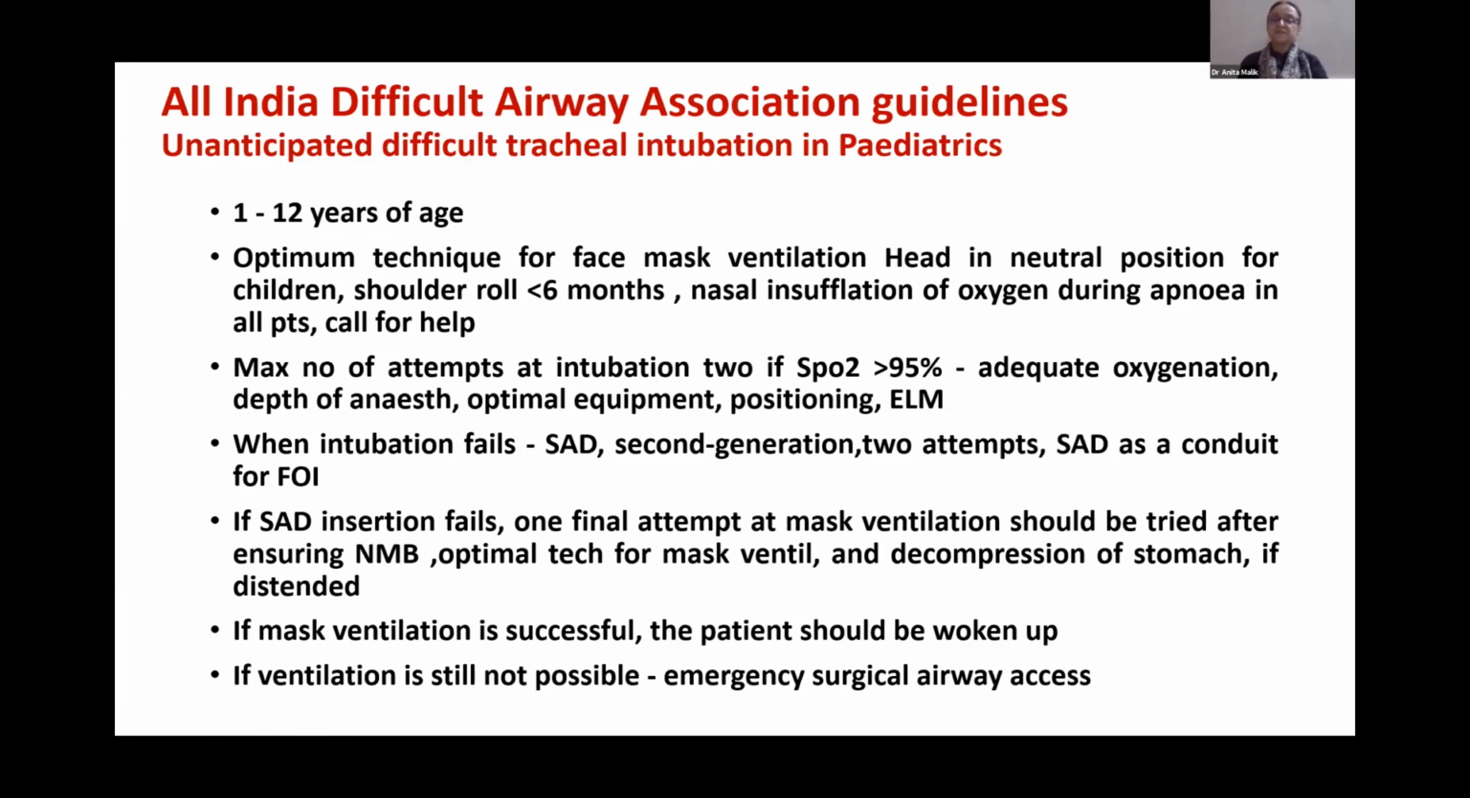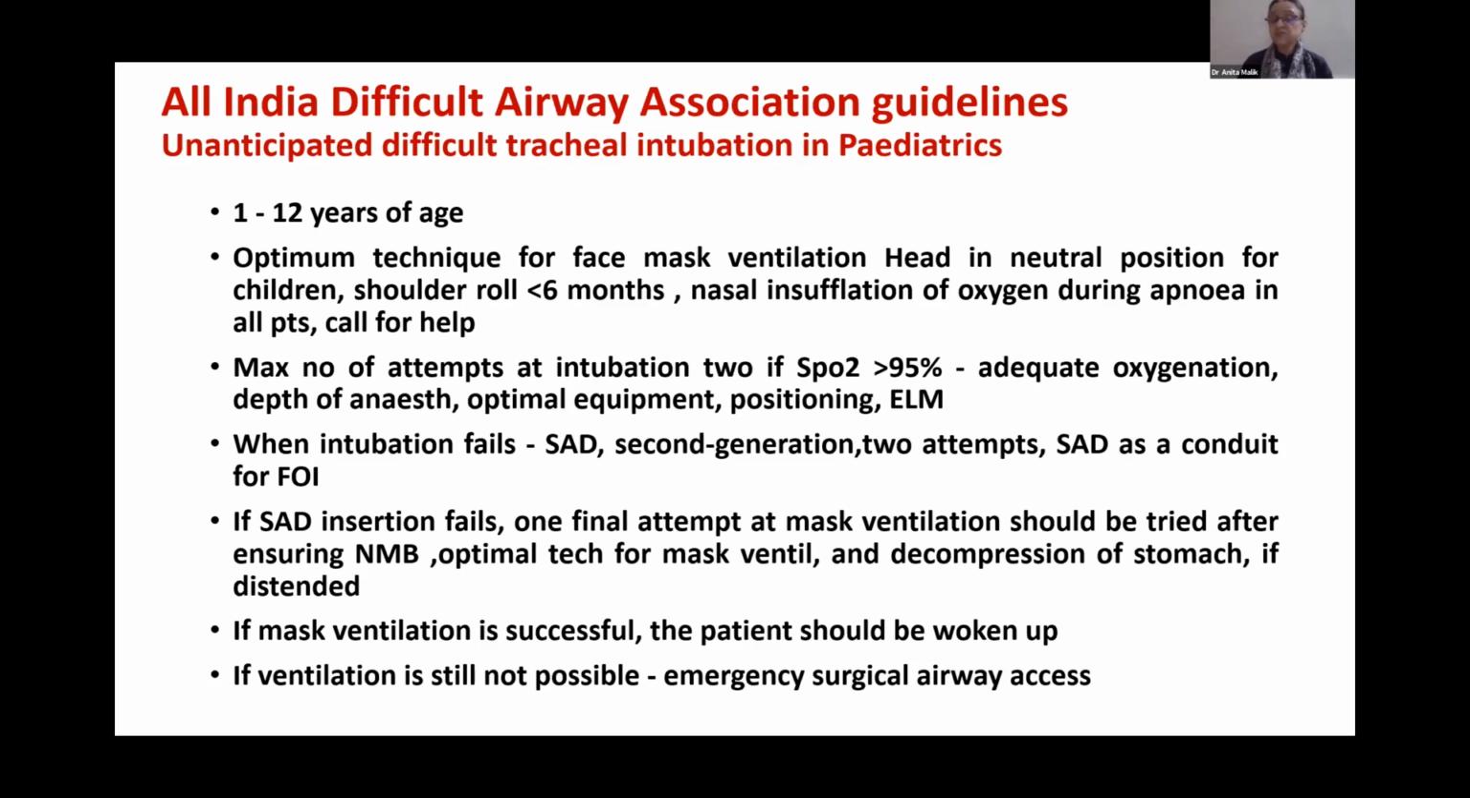All India Difficult Airway Association has also come up with pediatric guidelines for unanticipated difficult tracheal intubation, and this is applicable from 1 to 12 years. Optimum technique is similar to the ones like DAS, but shoulder roll is advisable in less than 6 months. Maximum number of attempts at intubation is 2. And if SpO2 is more than 95%, adequate oxygenation should be there, depth of anesthesia should be proper, and optimal equipment should be there. Positioning, external laryngeal manipulation should be done, and one should go ahead.